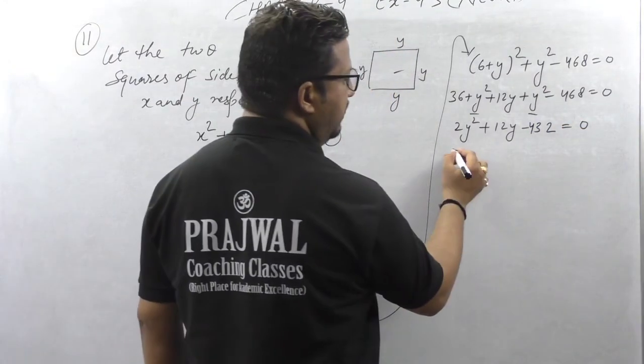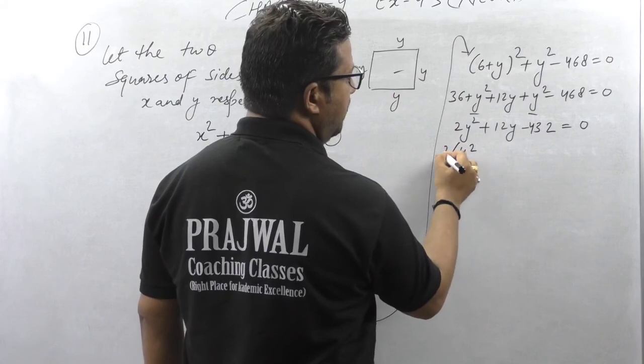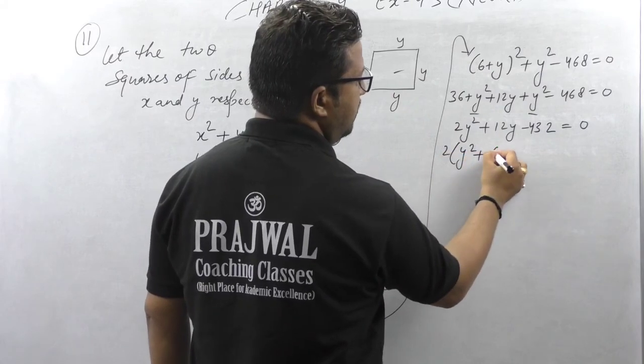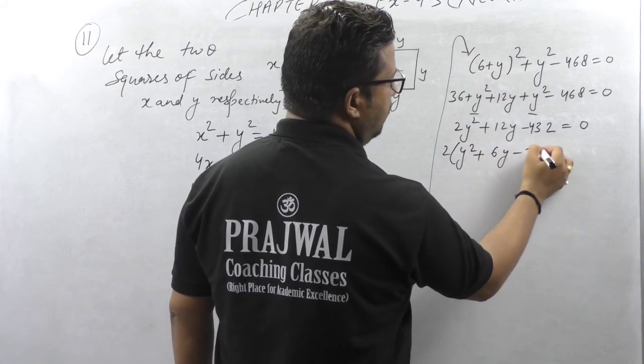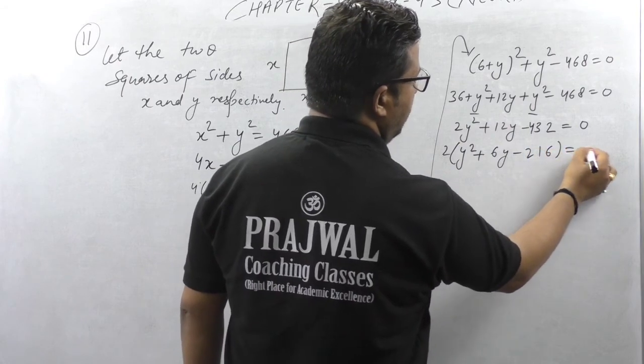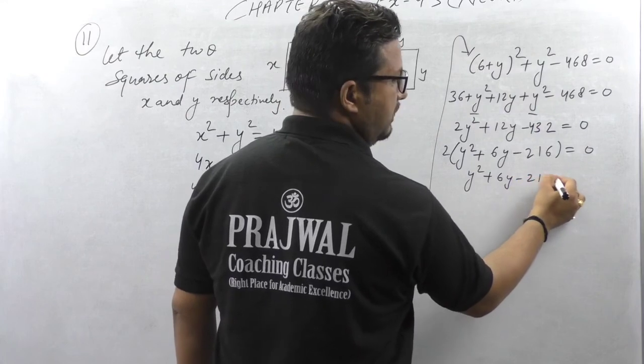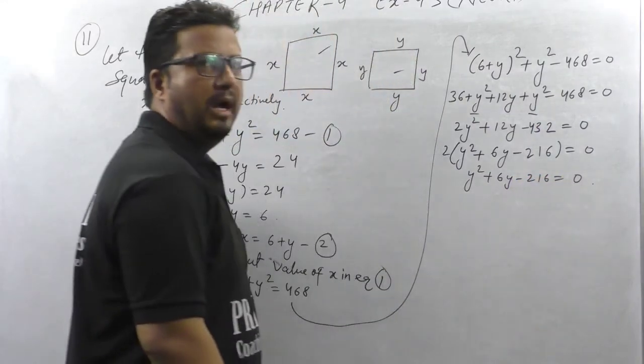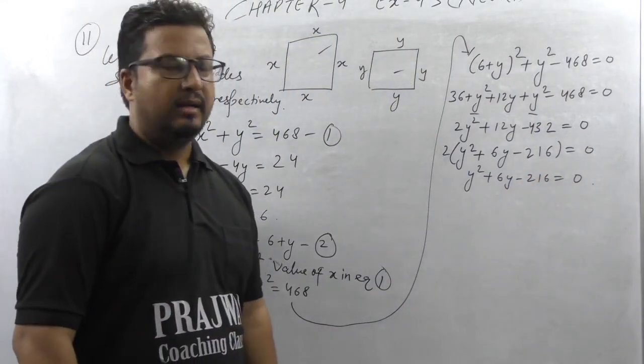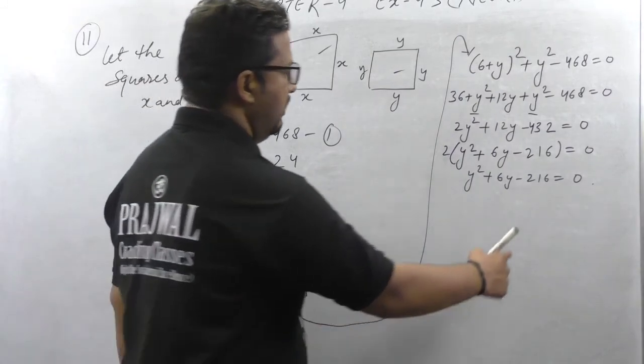Now we can take 2 common, so 2 will come common, and it goes into each term: 2 times 6, 2 times 1 and 2 times 6 is 12. So our quadratic equation will be y squared plus 6y minus 216 equal to 0. I hope you understand how we got this equation. Okay, now we have to factorize this.